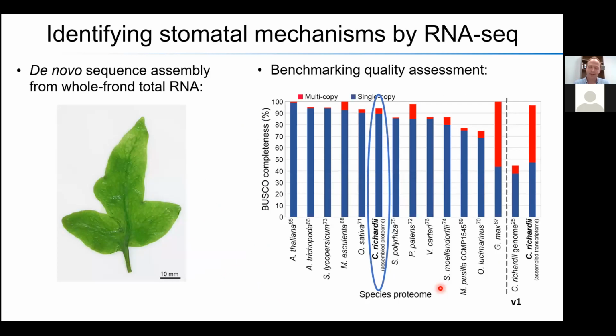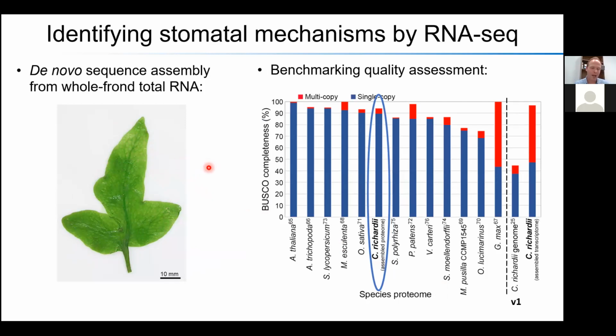So we could have done this by isolating stomatal guard cells, but frankly, life is far too short for that. So we went for a much easier option, and we were using RNA extracted from entire fronds. So there would be hundreds of stomata on a frond like this.